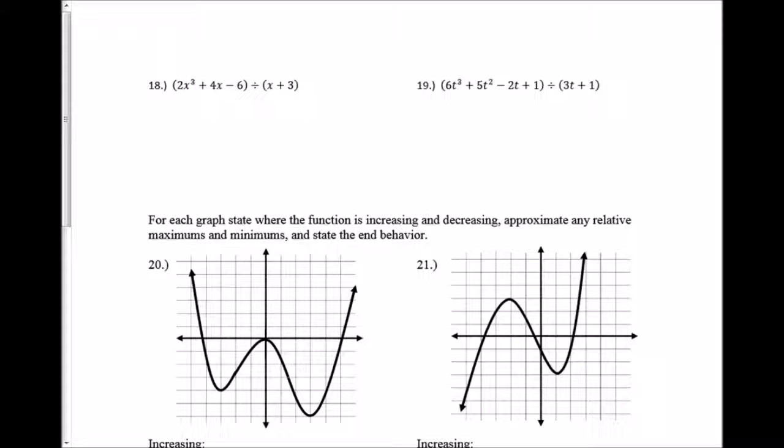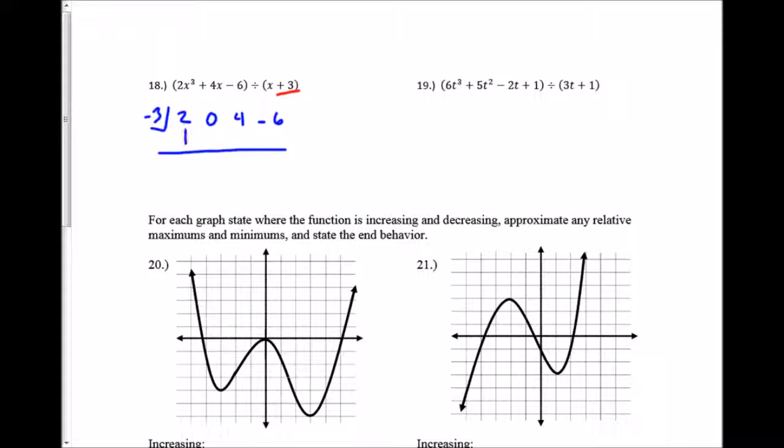For this one, I can use synthetic division because I've got a binomial of the first degree with the leading coefficient of 1. So I take the opposite of this thing, which is going to be a -3, and I put it in my box. Now I write down my coefficients in descending order. I've got 2, 0 because I'm missing the x squared, the 4 and the -6.